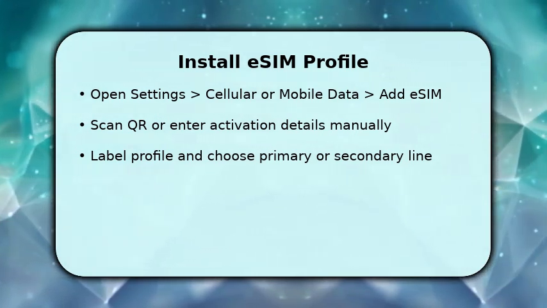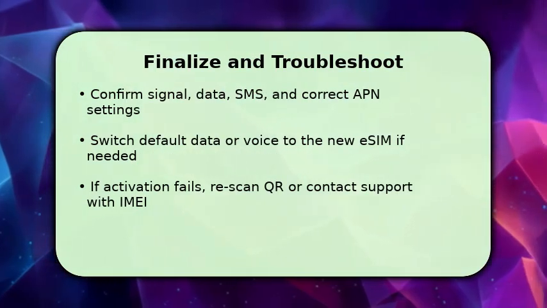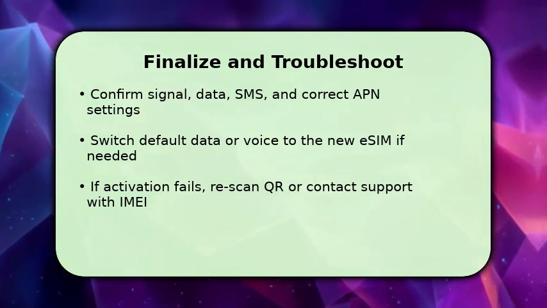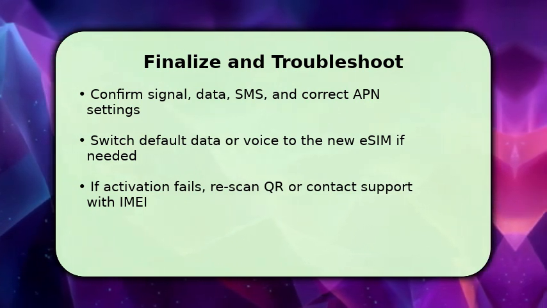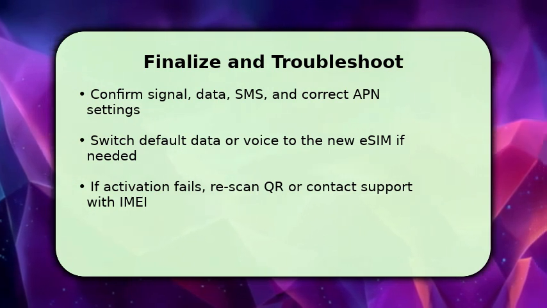Check signal bars, browse a web page, and send an SMS to confirm voice and data. If data is slow, verify the APN matches Mobimatter settings. Incorrect APN prevents internet. Once satisfied, set your default line for data or calls in cellular settings.